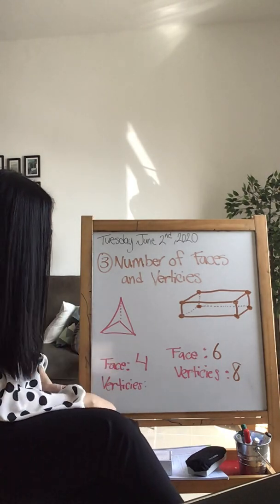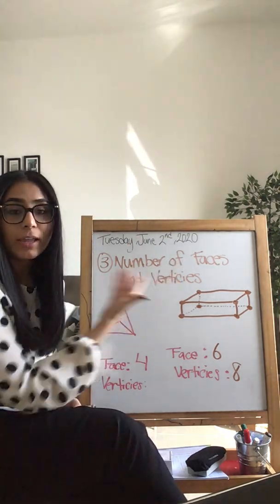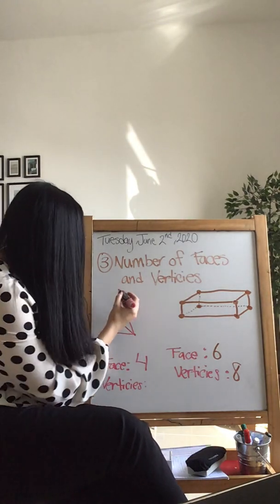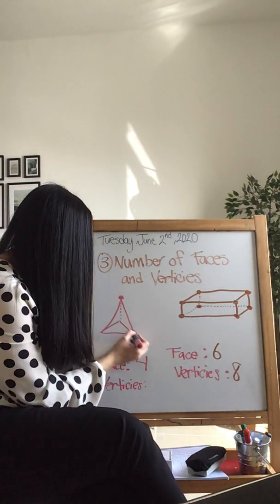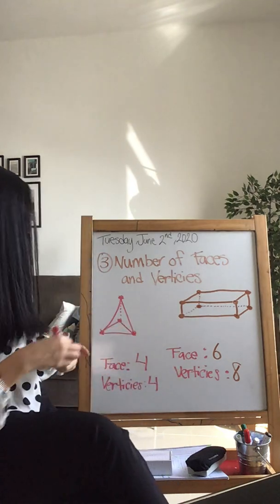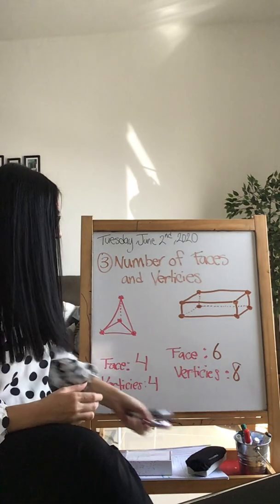Okay, so there's 4 faces, and there's 3 obviously because it says triangle, and then there's 1 at the bottom. Okay, how many vertices? So there's 1, 2, 3, 4. So this one has 4 faces and 4 vertices. Okay, so that's all for today.